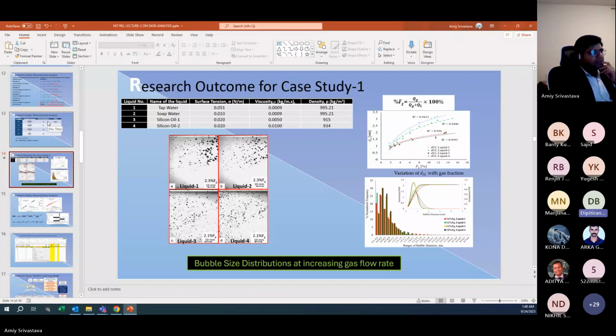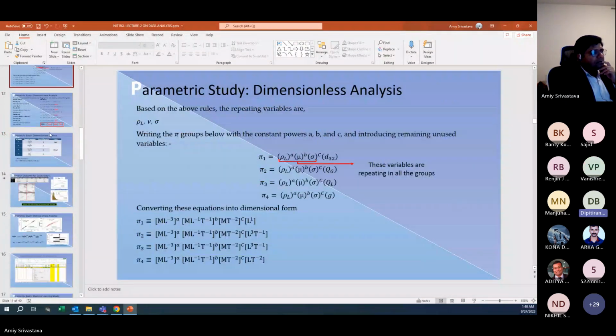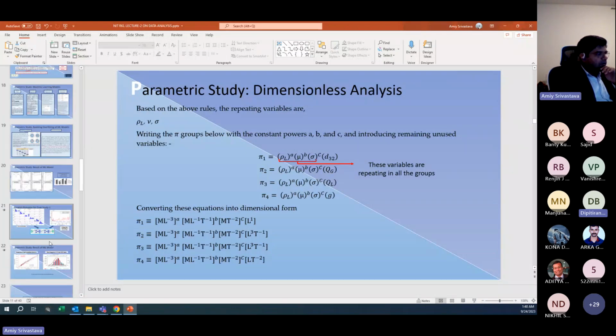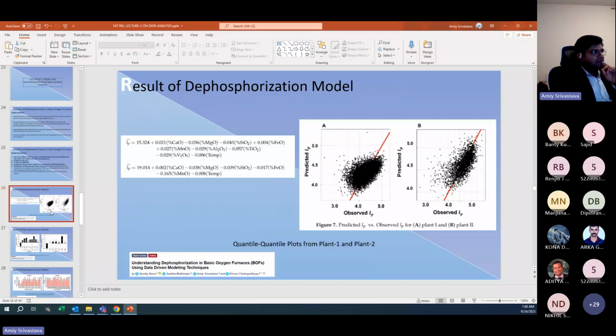Please see these equations. That is LP. Let me go there. Yeah, here it is. LP percentage. LP equal to 15.2 for this. In this equation we put in the values, then we get our dephosphorization, our LP.